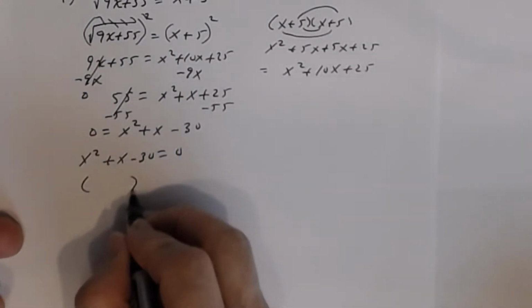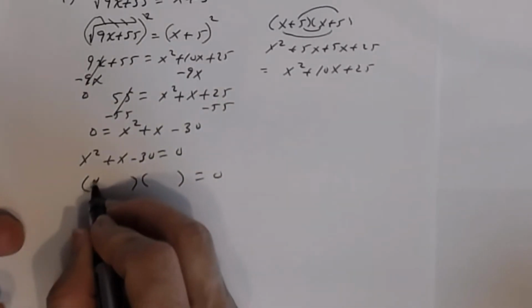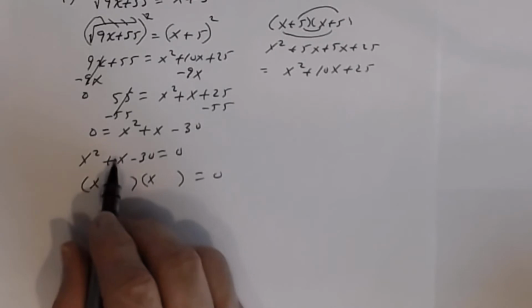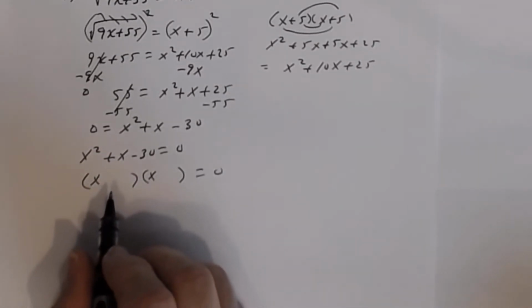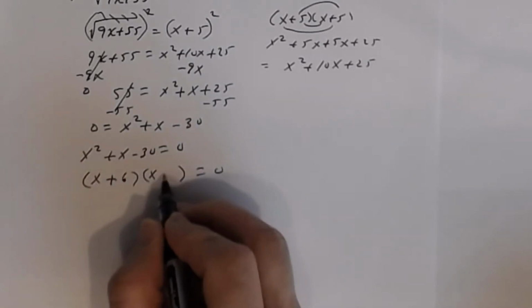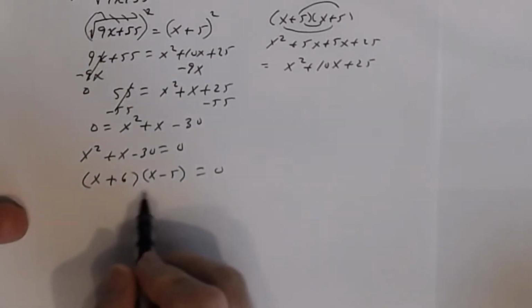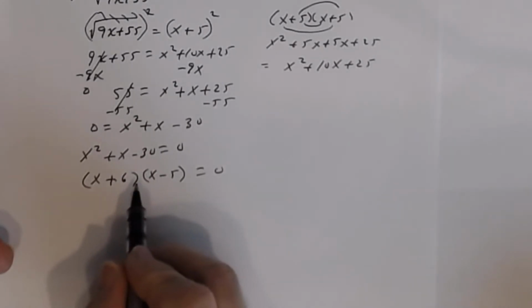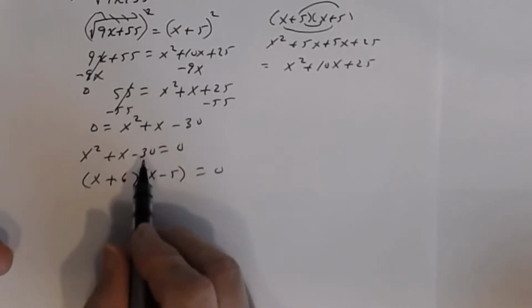So you factor this, and you should get (x )(x ). Let's see, negative 30, and you want the middle term to be a positive x. So what's going to work will be a positive 6 and a negative 5. Always double check. Remember, the outer is a negative 5x, the inner is a positive 6x, and when you add up, you get a positive x. Positive 6 times negative 5 is negative 30.